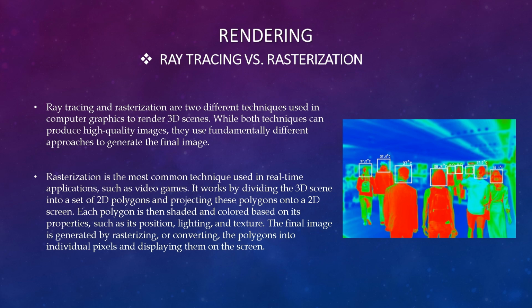Rasterization is the most common technique used in real-time applications such as video games. It works by dividing the 3D scene into a set of 2D polygons and projecting these polygons onto a 2D screen. Each polygon is then shaded and colored based on its properties, such as its position, lighting, and texture. The final image is generated by rasterizing, or converting, the polygons into individual pixels and displaying them on the screen.